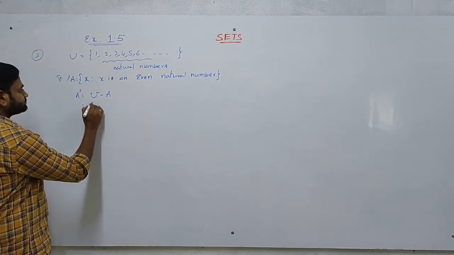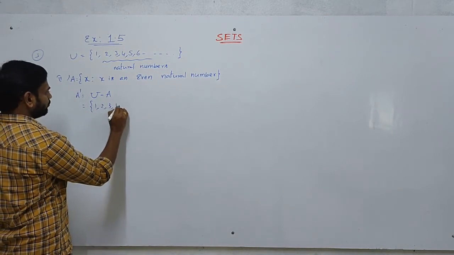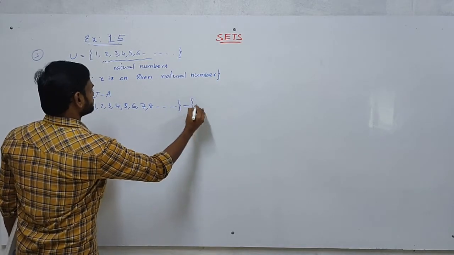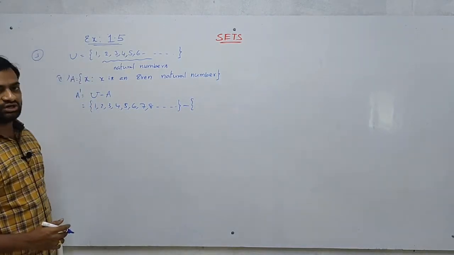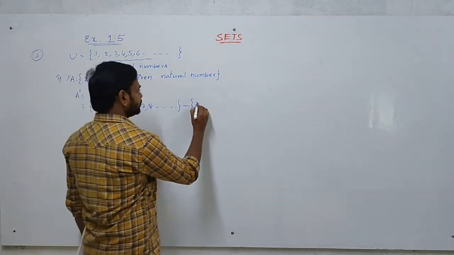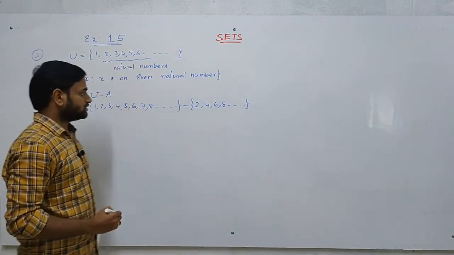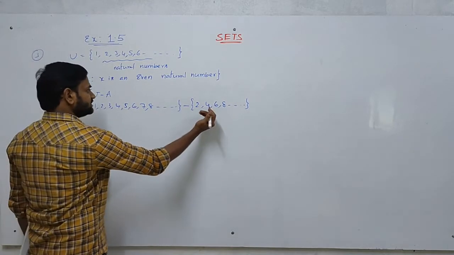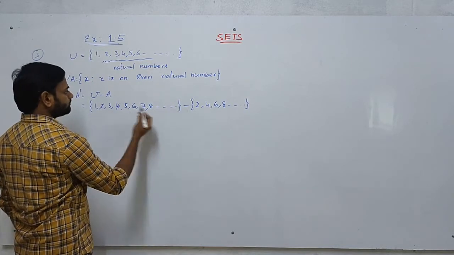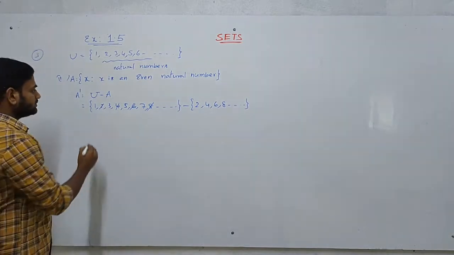So, what is the U? That is 1, 2, 3, 4, 5, 6, 7, 8 and so on. Minus, X is an even natural number. In the natural numbers, what are the even numbers? That is 2, 4, 6, 8 and so on. So cancel 2. This element is from this side. Here 2 is there, 2 cancel. 4 cancel. Next 6 cancel. Next 8 cancel. Now what are the remaining?